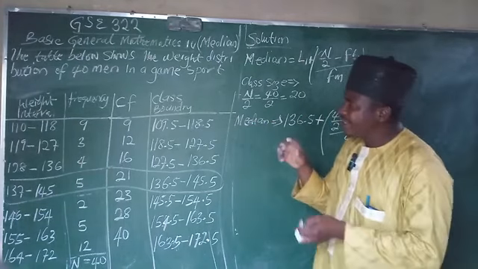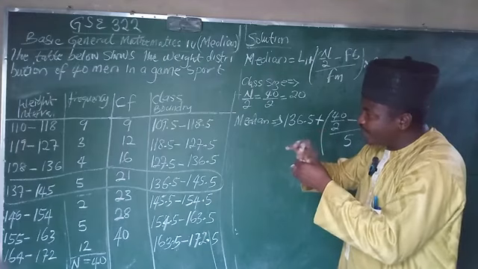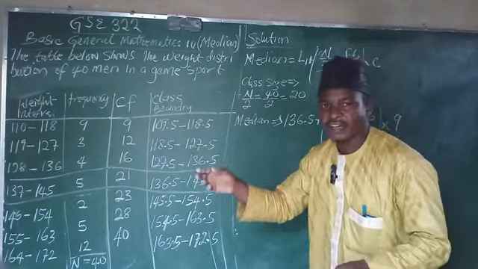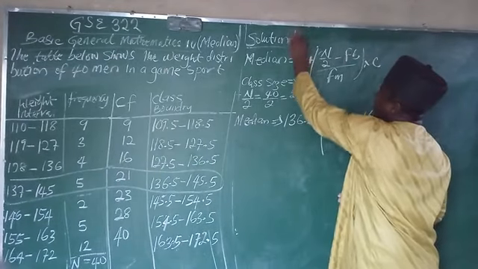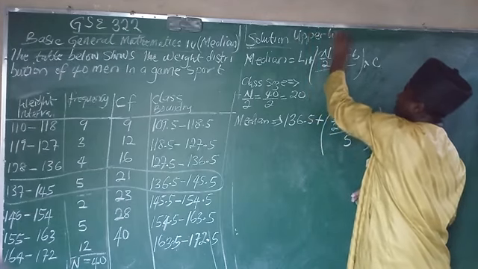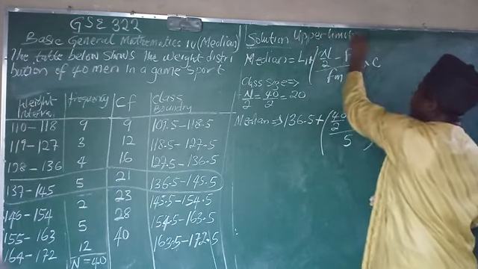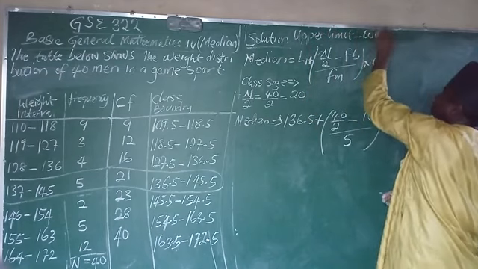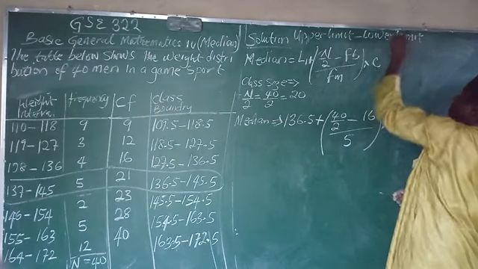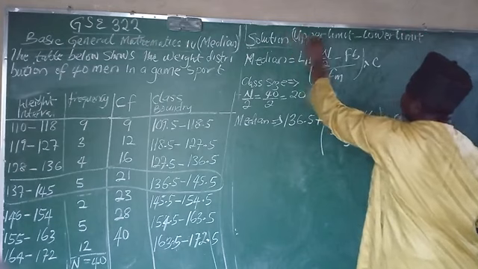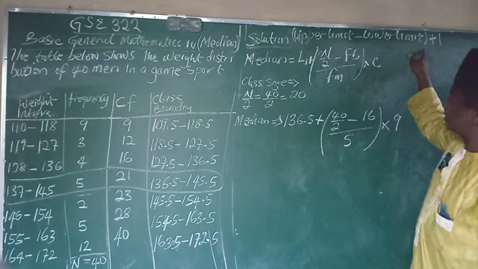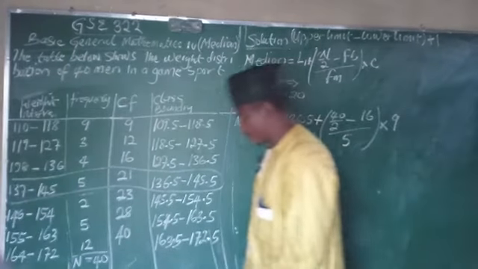In the case where you are dealing with a wider gap of the interval, there is a formula. The formula is: upper limit minus lower limit, you close the bracket, plus 1. Upper limit minus lower limit plus 1.